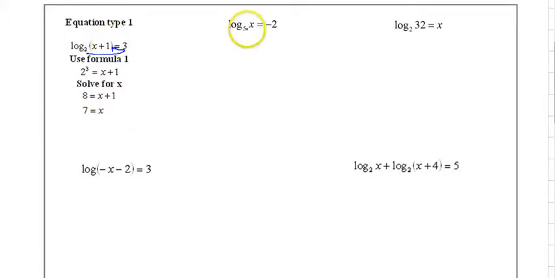So let's try this. This would be a base of 5 to the power of negative 2 equals x. And then we can just simplify it. So we know it's a denominator because it's a negative, and then 5 squared is 25.